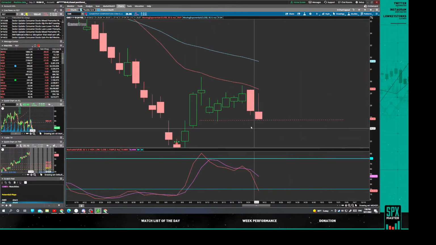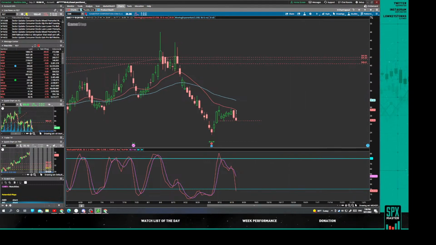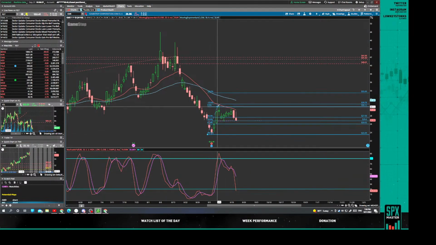All right, right there. Short. This looks like a good short. Rejection of the daily 21, two, three times. This was a short entry every time it touches, and then next stop, once you hit it, you take your last leg up.